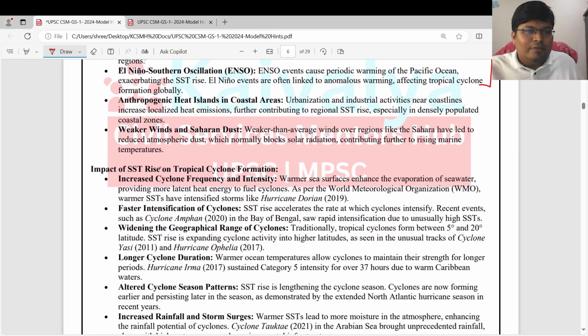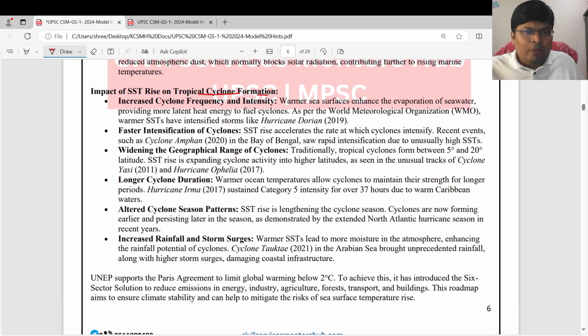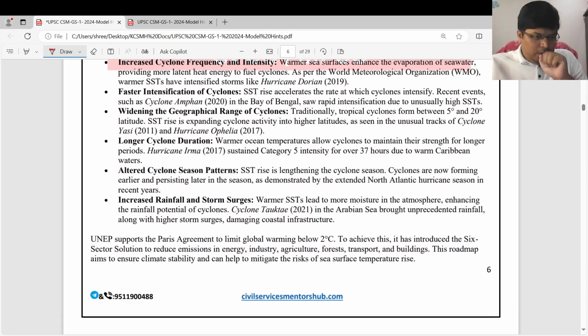Then impact of sea surface temperature rise on tropical cyclone formation, and how it impacts tropical cyclone formation. Obviously I have given the examples here. You may know 1 or 2 examples, but whatever information you have, you must put over there, and that information must be relevant. Then increase cyclone frequency and intensity. So this dimension is mentioned over there. Faster intensification of cyclone: keyword, then its explanation and one example. That combination has been used in these points.